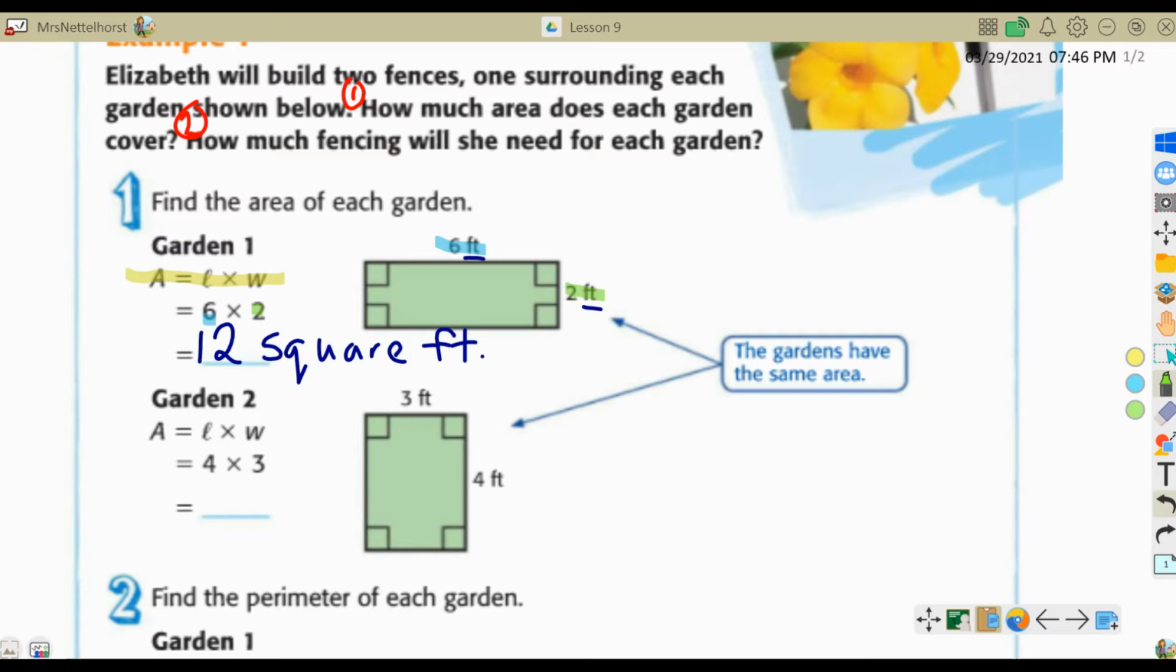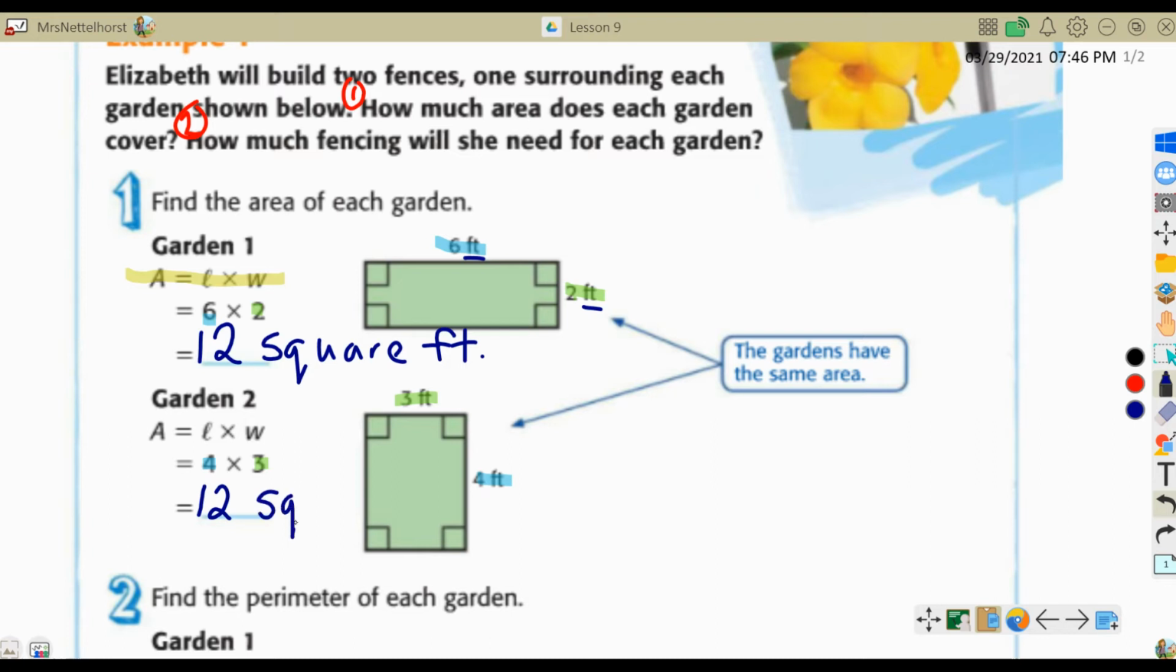So area equals length times width. The length, the long side, is 4. Here's the long side. And the short side, the width, is 3. Now we know because of the commutative property, if we switch them around, we're still going to get the same answer. So it's okay if you're thinking of it a little differently. Just understand that length is normally the long side, width is normally the short side. So 4 times 3 is 12.